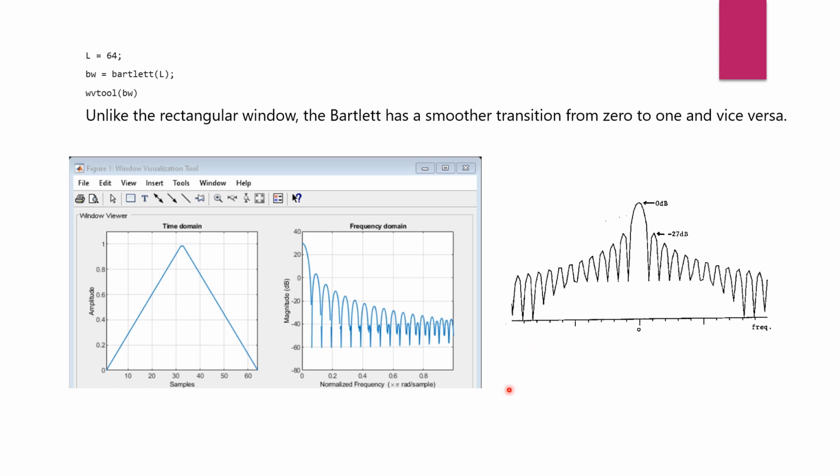So we can say that the convolution of two rectangular windows is a triangular window, and the main lobe is twice as wide as that of the rectangular window. The first side lobe is twice as far down as the rectangular window, and this is also known as a tent function.